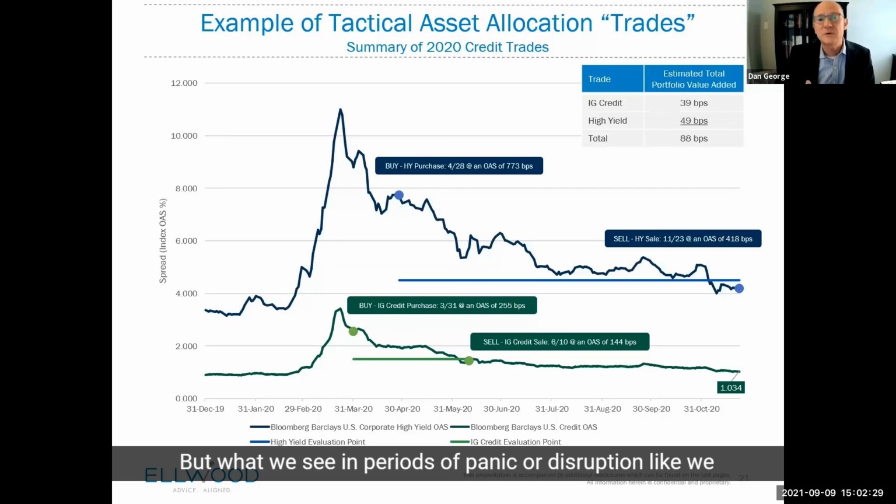But what we see in periods of panic or disruption, like we did with the pandemic in 2020, is the spreads widen out. The bottom line on this chart, the green line, is the investment grade credit spread versus US Treasury bonds. And we see that during the pandemic, when it was really impacting the market initially, the spreads on these investment grade credit bonds, which are high quality bonds, really widened out dramatically.